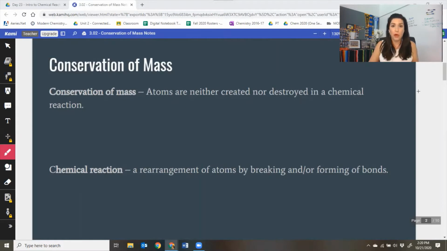But in these regular chemical processes or chemical reactions, another way of thinking about that is atoms can't be created. They don't spontaneously appear. They don't spontaneously disappear. They are always accounted for. And so today what we're going to learn is a little bit about how to make an accounting of those atoms in a chemical reaction.